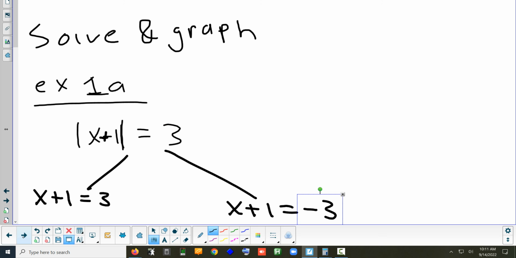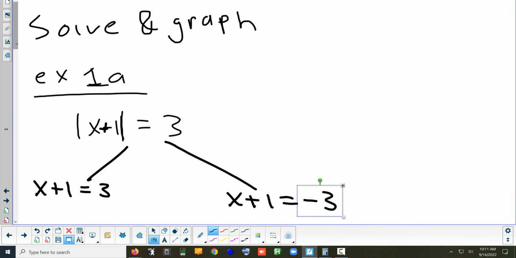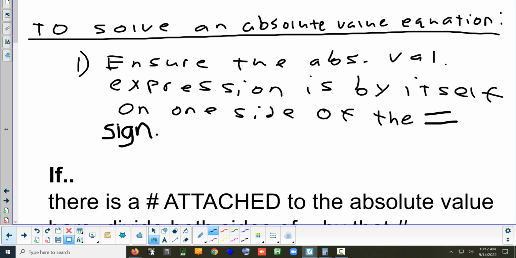Okay, so we kind of already started this one together. This is on the back of your guided notes, where it says example 1A. It's the top left box. If you want to go outside the box, you can. I just put boxes to try to organize each problem for you. So, step 1. Ensure that the absolute value expression is by itself.